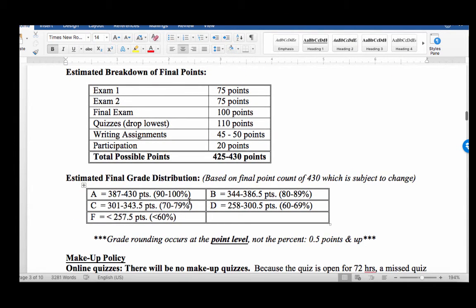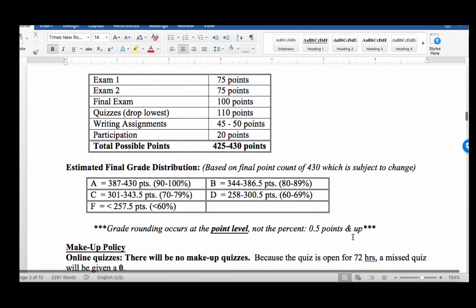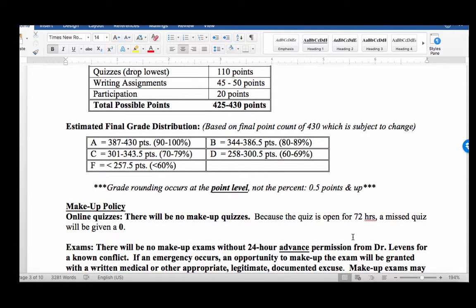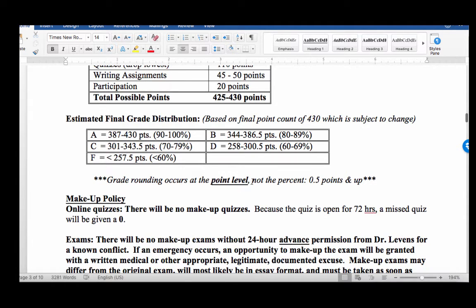So out of the total points possible for this course, if that is 430 points or 435 points, 90% and above will get you an A, 80% and above will get you a B, 70% and above will get you a C, 60% and above will get you a D, and anything below 60% is an F. Grade rounding occurs at the point level, not the percent level, okay?